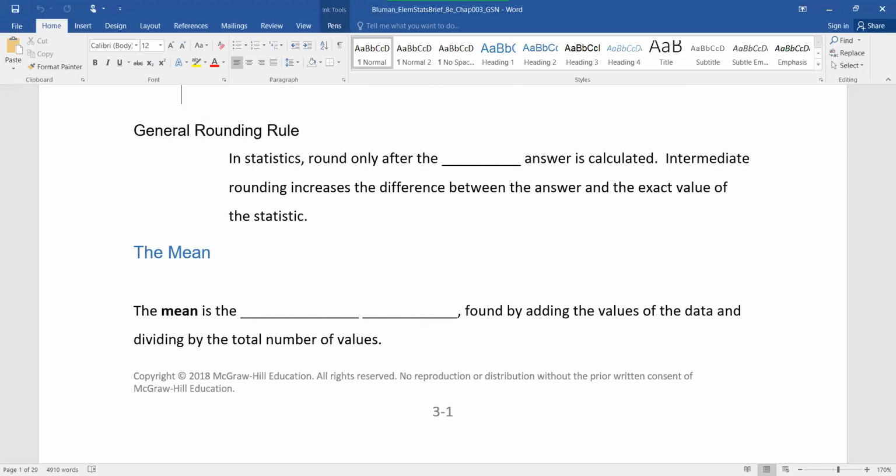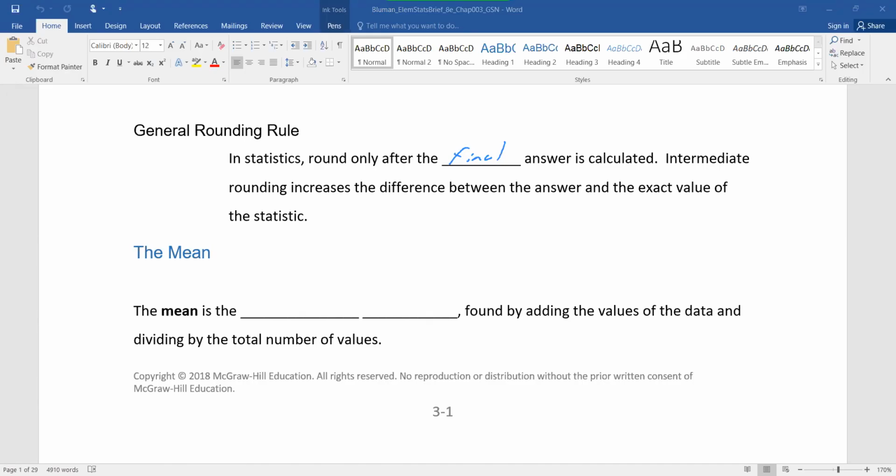All right, here we go. So general rounding rules. In statistics, round only after the final answer. Do not round prior to that. You always want to do it at the very end. Intermediate rounding increases the difference between the answers and the exact value of the statistics.